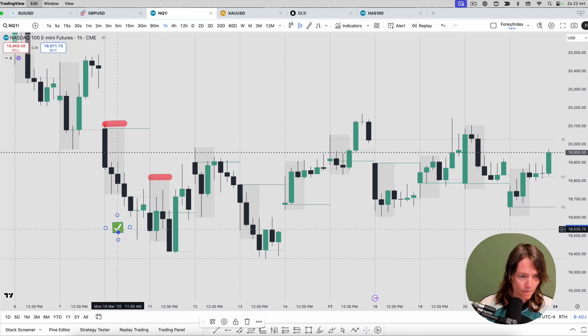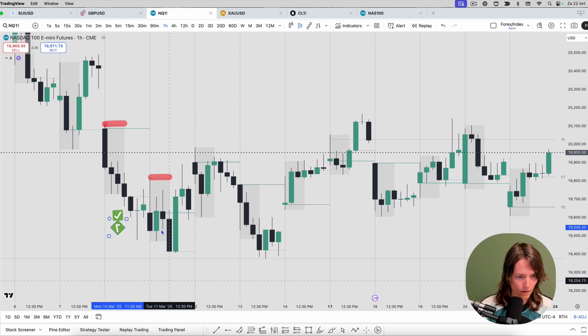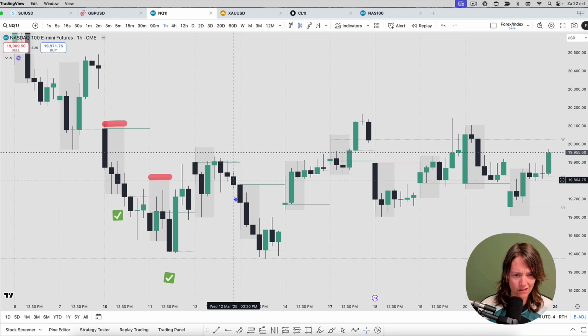So that one also worked out. Then bearish candle. Let's see, opening bearish candle. Price retracing, coming inside of the range.